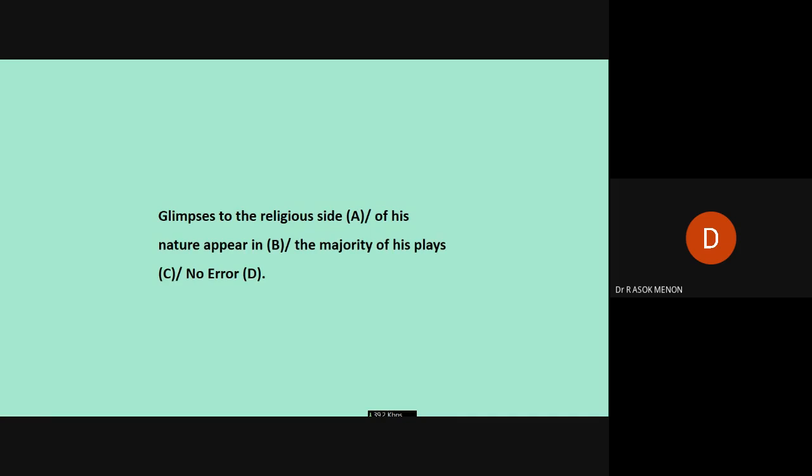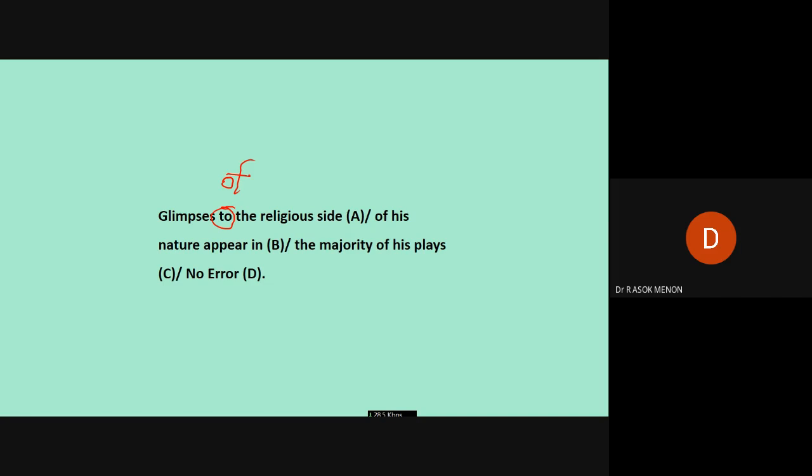Yes, glimpses to the religious side of his nature appear in the majority of his plays. Yes, part A, Shamim and Bharat Kumar have answered correctly. Glimpses of, not a glimpse of, Saurabh Mishra, it is glimpses of, because the preposition is wrong here. The only wrong thing is to. It should be replaced with of. Glimpses of the religious side.